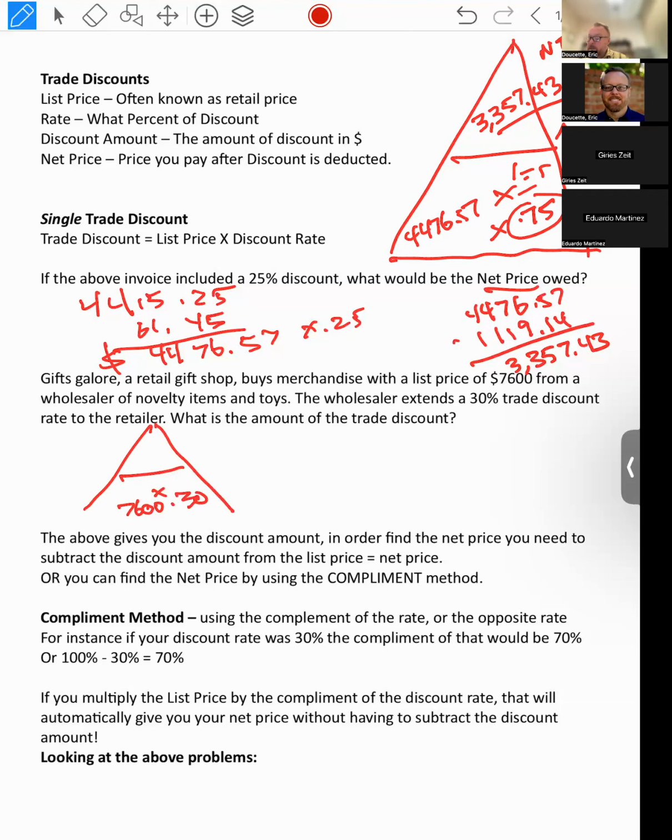So the first thing is they want to know, what's the answer? They want to know the amount of the trade discount. They don't care about the net price. They just want to know the amount of discount. So I could literally do this. So they're looking for the portion or the amount, discount amount.